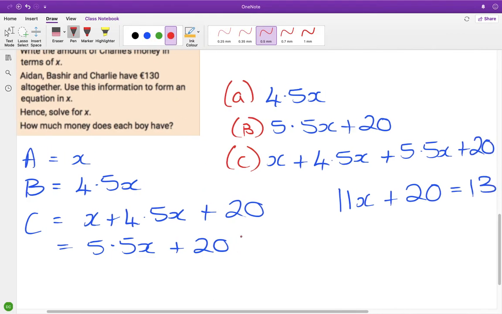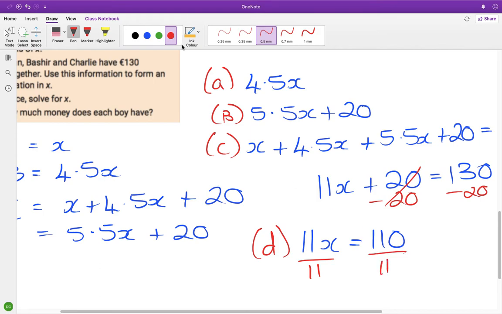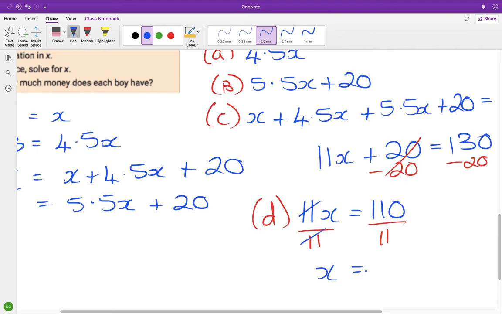D is solve it. So I minus the 20, minus the 20. So 11x equals 110, and then I divide by 11. So x is 10.